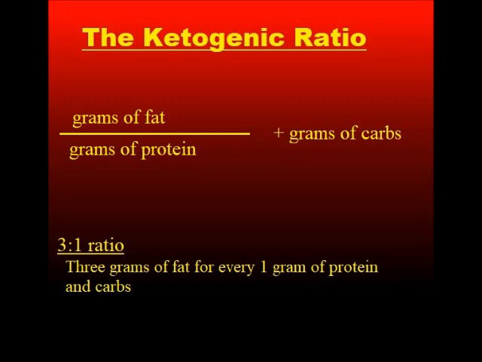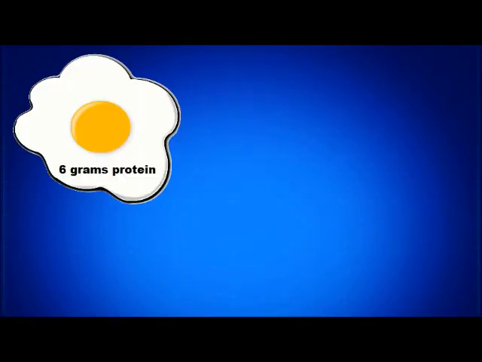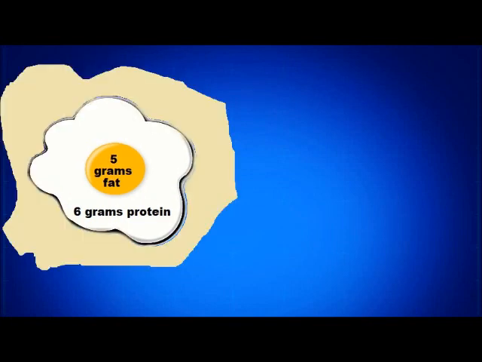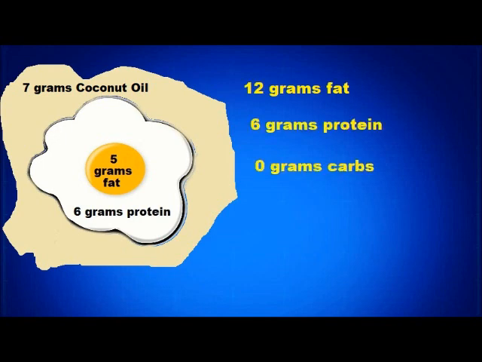and carbs. So if a snack contains 21 grams of fat and 7 grams of carbohydrates and protein combined, it would have a 3-to-1 ratio. As another example, let's say that you took an egg, which has around 6 grams of protein and 5 grams of fat, and cooked it in 7 grams of coconut oil. You would be consuming roughly 12 grams of fat, 6 grams of protein, and 0 grams of carbohydrates, which would give you a 2-to-1 ratio.